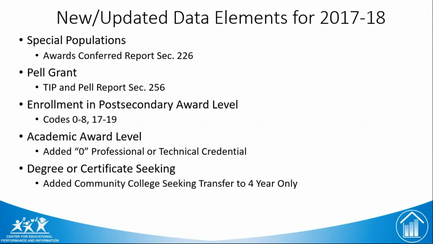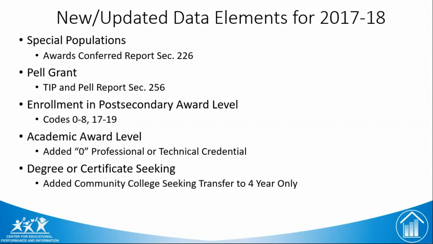Last year we added the degree or certificate seeking data element, and we only had it as yes or no. We added the community college seeking transfer to 4-year only enumeration to the degree seeking, and this is one of the enumerations that we need when we're looking at the populations for the post-secondary success rates report. So we need that in order to know if they should be included in the cohorts or not when we're looking at successes.